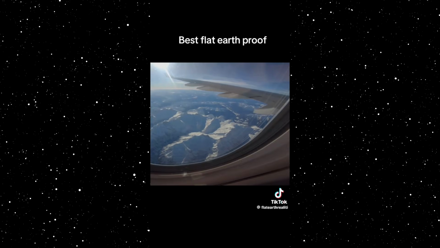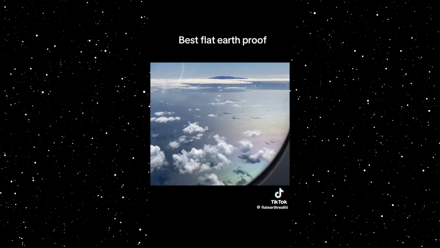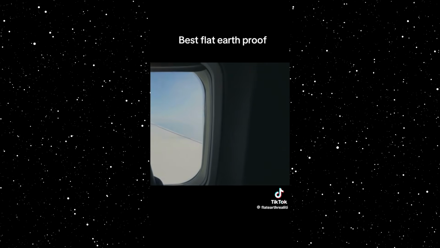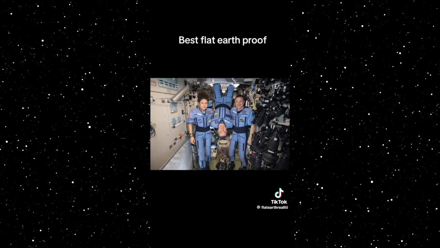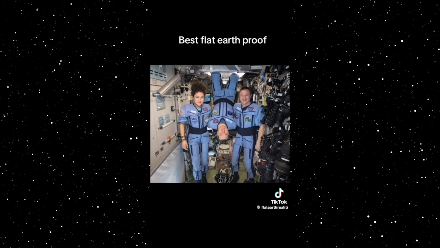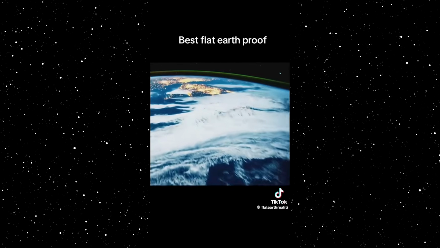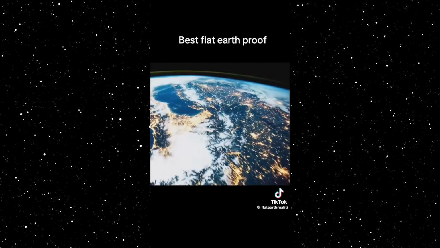From high up, you'd expect to see a pretty clear curve, yet the horizon stays flat. That's something you can see with your own eyes. No need for fancy space agencies to tell you otherwise. So why the push to make us believe we're spinning on a ball through space? What's the end game here?